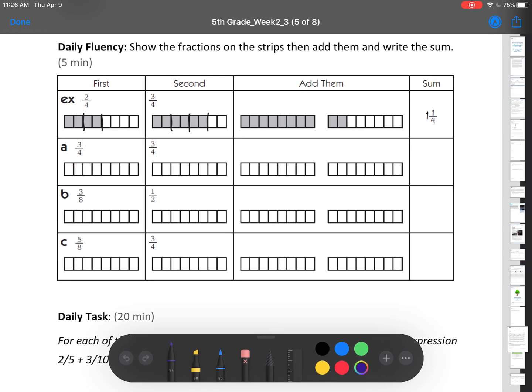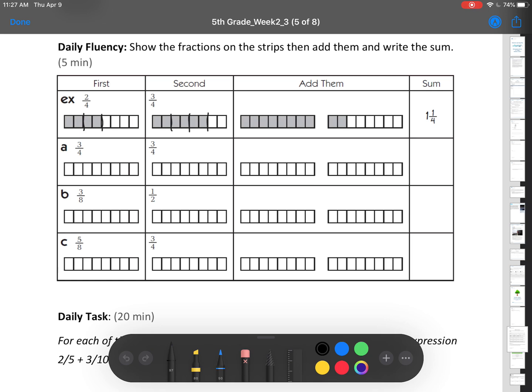All right, so I can see in our example that they took 2/4. They divided these tape diagrams that are divided into eighths equally into 4 groups and then shaded in 2. They did the same thing with the second fraction, 3/4. They divided them into groups of 2, shaded in 3 of those 4 groups, and then put them together, and they came up with their answer, which is 1 1/4. So we're basically going to do the same thing.